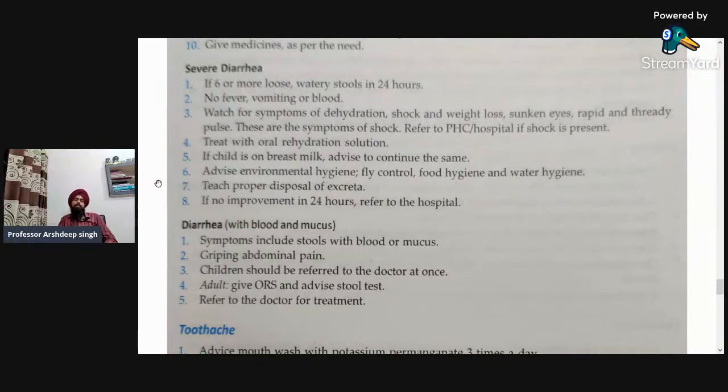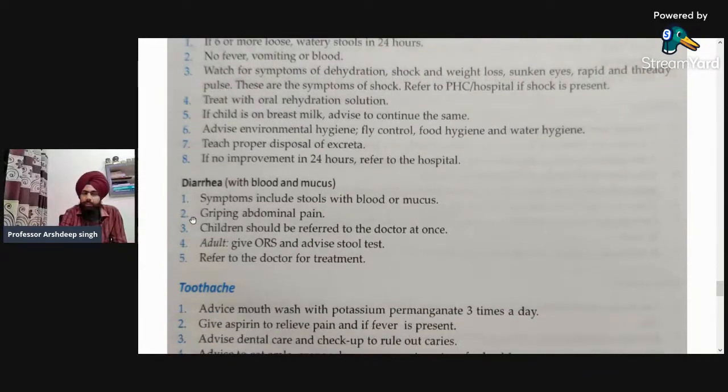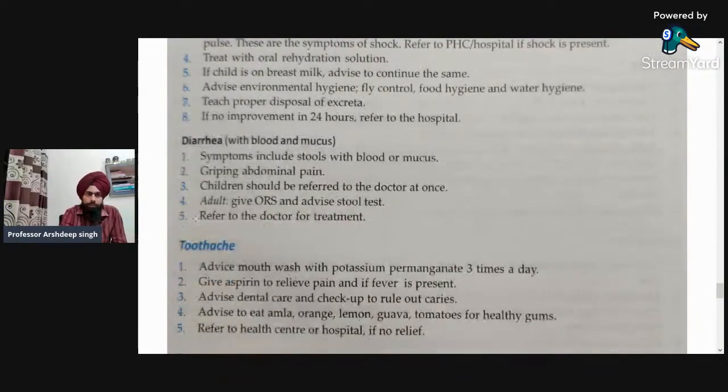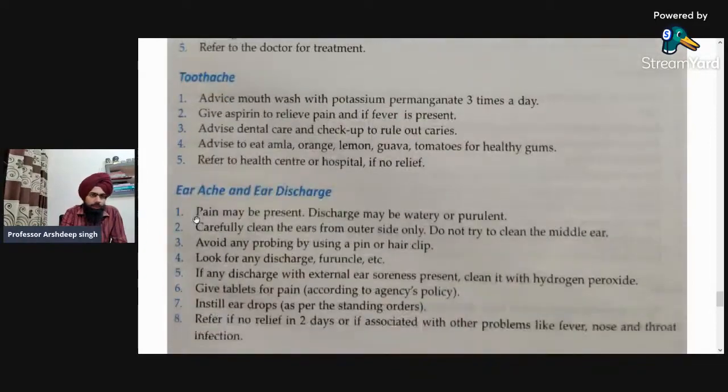Next is diarrhea with blood and mucus. That may be a very severe condition. Symptoms include stools with blood or mucus, and gripping abdominal pain, so pain would be present at a very high frequency. Children should be referred to the doctor at once. For adults, give ORS and otherwise do a stool test, and lastly refer to the doctor for treatment. So in case of severe diarrhea which includes blood and mucus, we have to consult the doctor immediately.